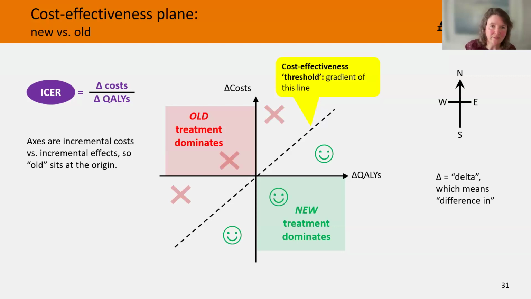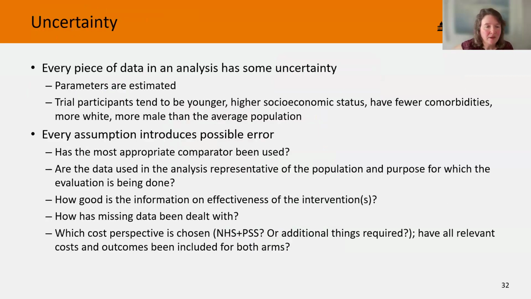And the way it works is if you're below the line, you're below the threshold, it means you've got more than enough QALYs, I'm sure that's not good grammar, to justify your extra costs. So the extra QALYs do justify the extra costs because there's lots of them and the extra costs aren't that high. But if you're above the threshold, the extra costs are too high to justify approving the new treatment. So I hope that's all very clear.